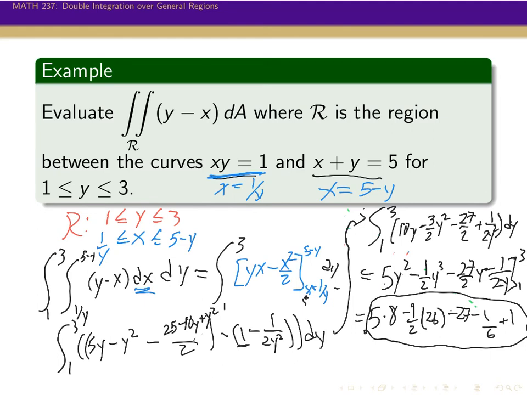Okay, so that is integrating a type 2 region where we did x first, so a horizontal line.